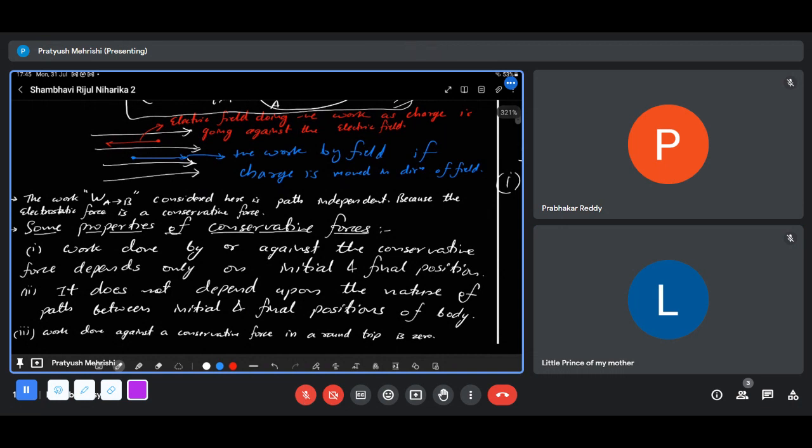Now, see, always remember: if the charge is moved against the electric field, then we are doing positive work, but the electric field is doing negative work. And if the charge is moving on its own along the electric field, then the electric field is doing positive work and we are doing negative work. Remember this. These 2 points, this red and this blue point, are important. Just remember that.